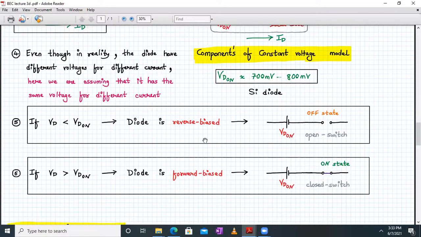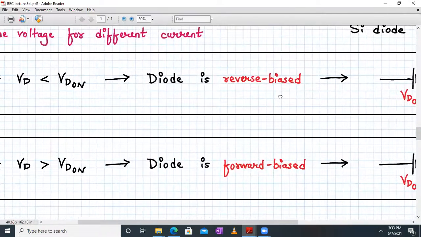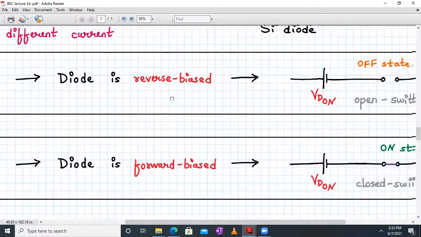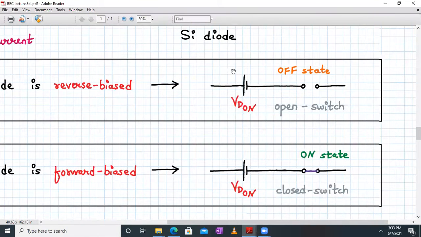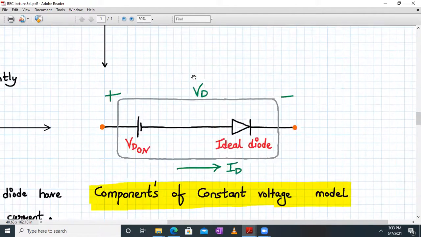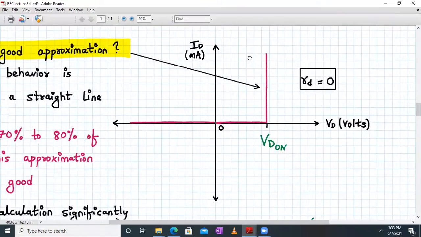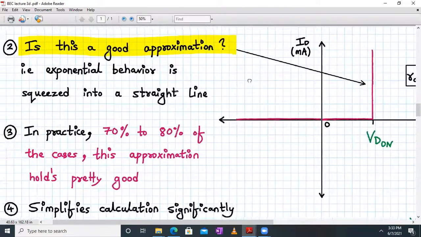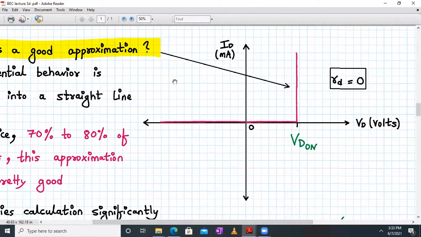No, it won't fit in the screen. Anyways, so whenever VD is greater than VD1, the diode is forward bias and it is replaced by this equivalent circuit. And whenever the diode voltage is less than VD1, the diode is reverse bias, and we can replace it by this equivalent circuit. Okay. So overall, in summary, this is my constant voltage model. And for all our diode applications, that is clipper and clamper circuits, we will be using this approximation, the constant voltage model.